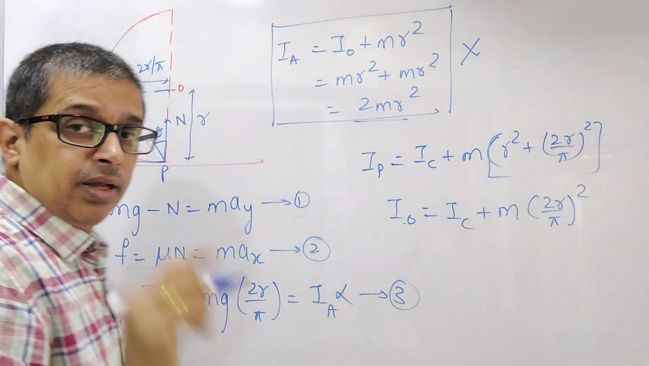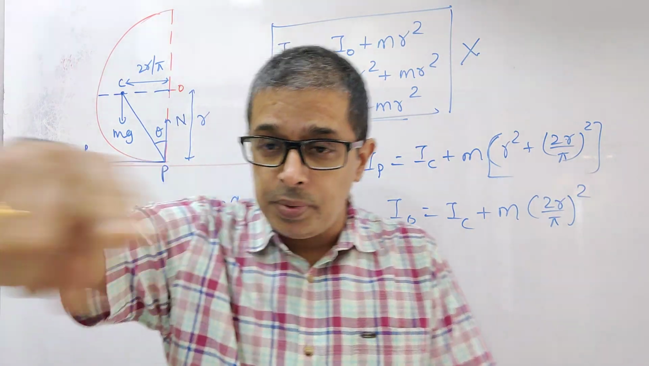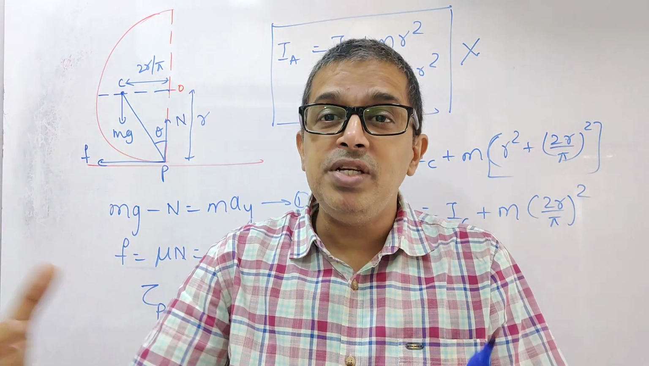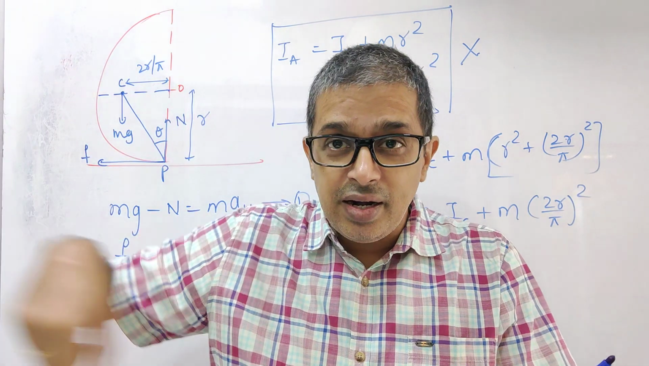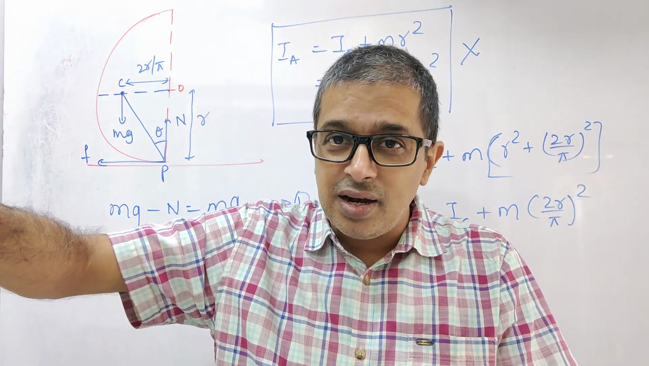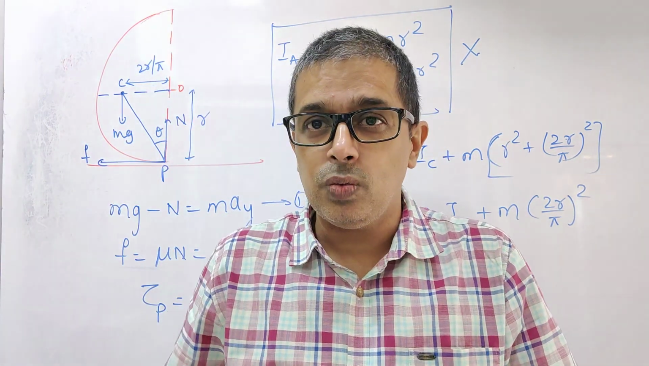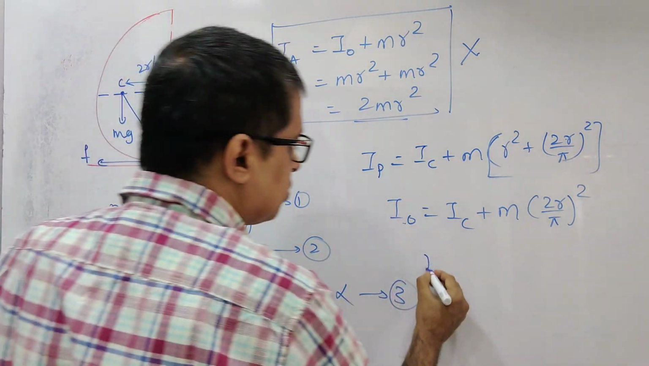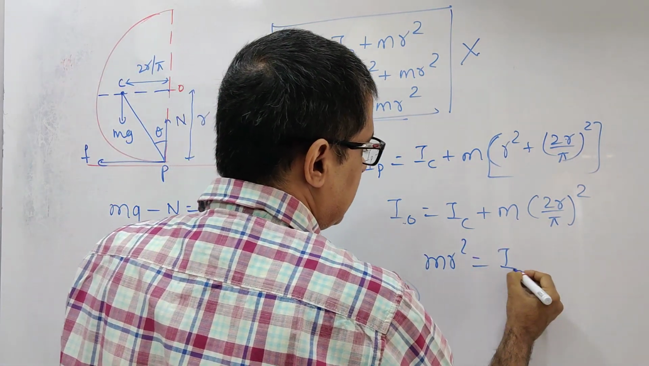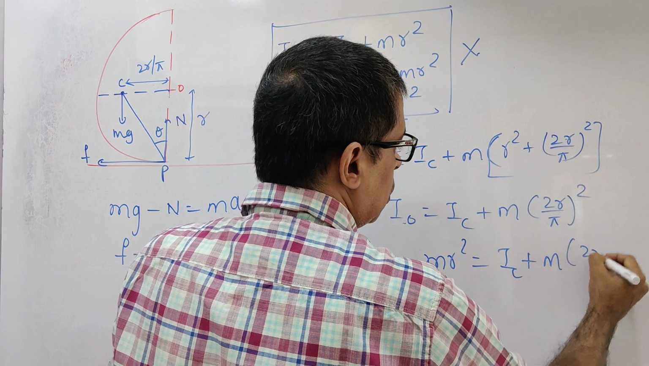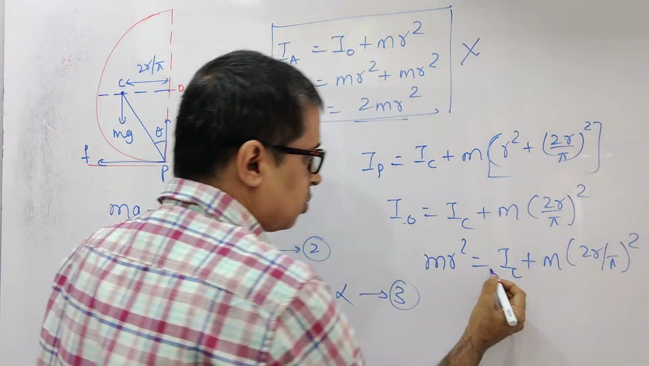How do you know that here? In moment of inertia, as I taught you, one piece of a pizza, a circular disc, one half of the circular disc will be MR square by 2. So this will be MR square. This is IC plus M into (2R by pi) whole square.